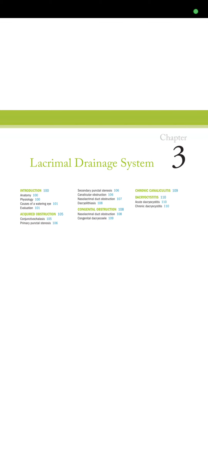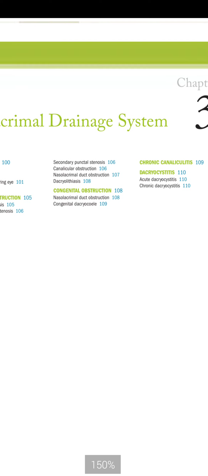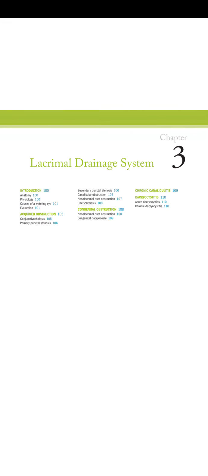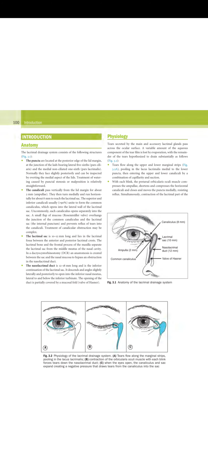Kanski lecture series, and we are going to start today Chapter 3, the lacrimal drainage system, Part 1. So let's get started. In this part we are basically going to discuss how tears are formed, how they are drained and how they get out of the eye. The lacrimal drainage system is present on the medial side of the eye. So let's get started with the anatomy.